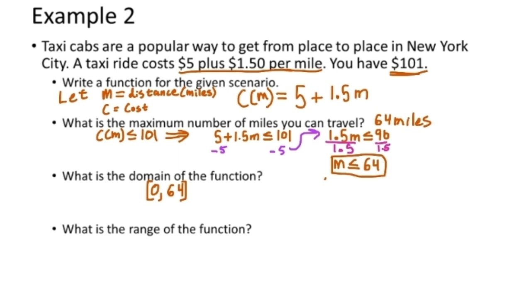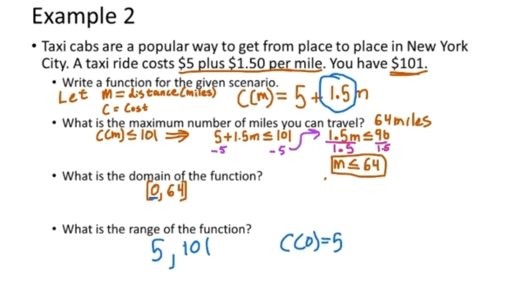Next, what is the range of the function? Keep in mind that 1.5 is a positive slope. This tells us our function is increasing, and we know because our model is linear, we're making a straight line. So if we think about our range, what is the highest possible cost for this taxi cab? Well, the highest possible cost is $101 because that's all the money we have. But what is the lowest cost? Well, because our line is increasing, because we have a positive slope, our lowest cost is going to occur when we travel the smallest distance. Here, the smallest distance we can travel is 0, and c of 0 would equal 5.